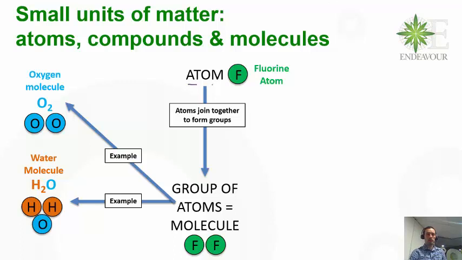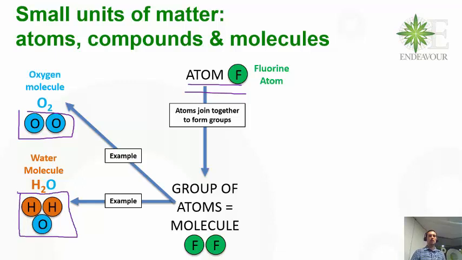So when the atom is by itself, we just call it an atom. But as soon as it's part of a group where there's two or more atoms, even if those atoms are the same type of element, we can then call it a molecule. So therefore we can say O2 is an oxygen molecule made up of two oxygen atoms. We can also say the water molecule H2O is made up of 2 hydrogens and 1 oxygen atom. But it's the fact that they come together as a group that makes them a molecule.